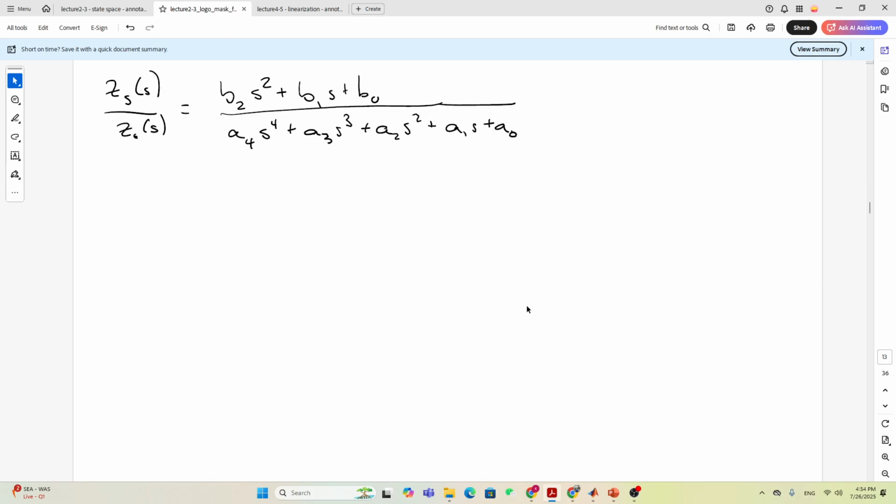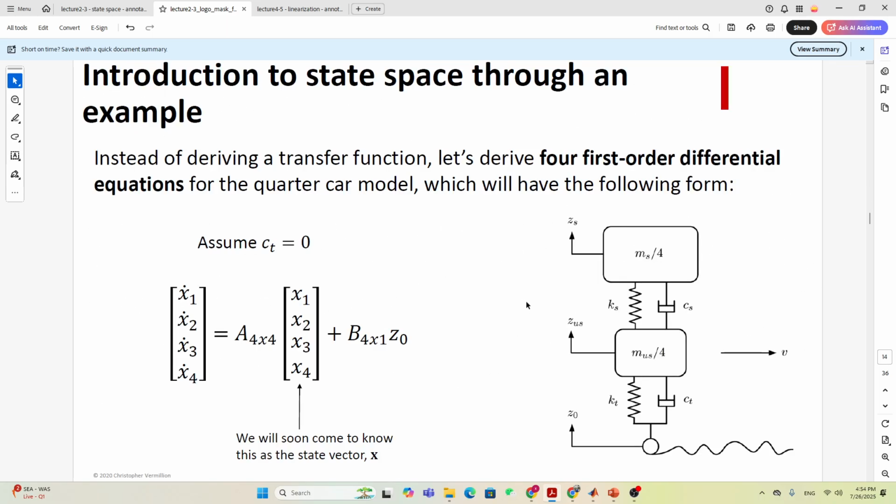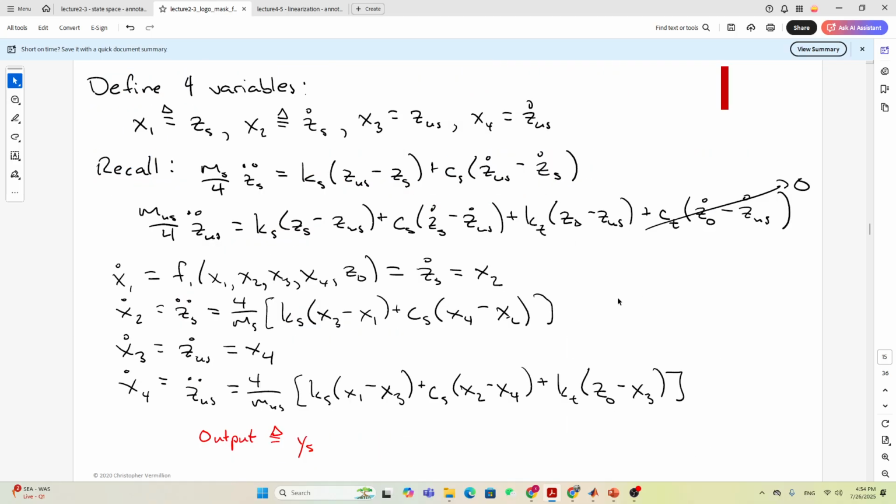And then let's go back to your quarter car model again. Let's follow the steps that we just summarized, then derive the state space model. So this quarter car model will have sprung mass and unsprung mass, right? Each one of them are all second order. So let's define x1 is z of s, which is a displacement. x2 is z of s dot, which is a velocity. So similarly, we did the same thing for unsprung mass, right?